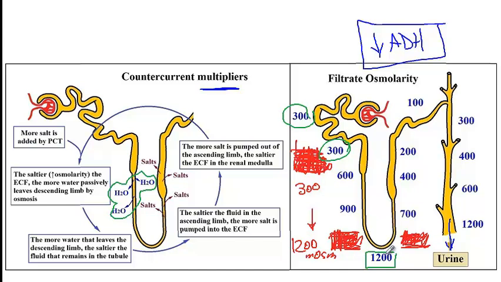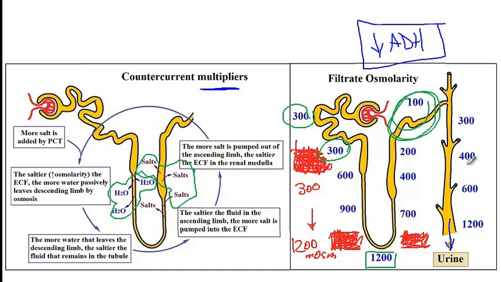Now from this point on, as the filtrate reaches the ascending limb, all that is being absorbed is salts. And since salts are getting reabsorbed, the filtrate concentration will keep on dropping. And so by the time it reaches the distal convoluted tubules, the filtrate has the lowest osmolarity.